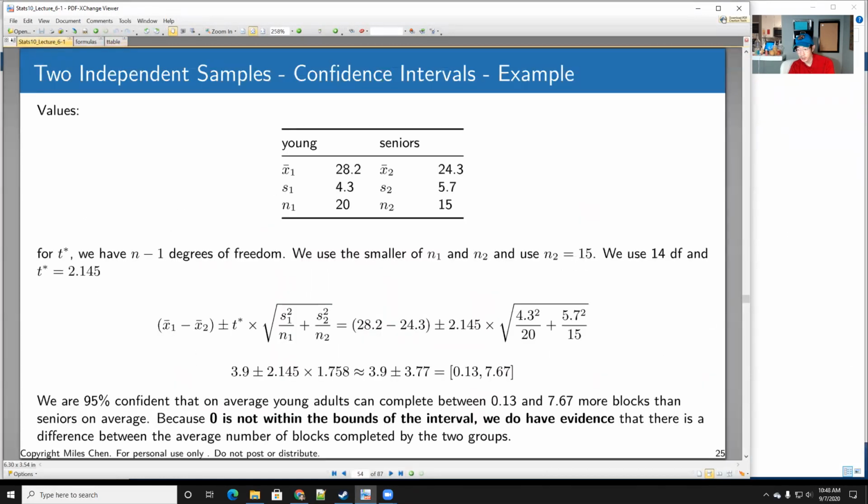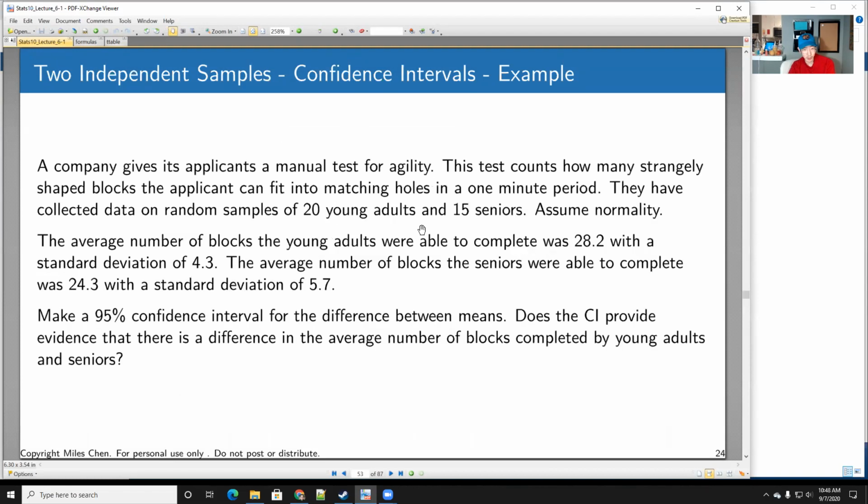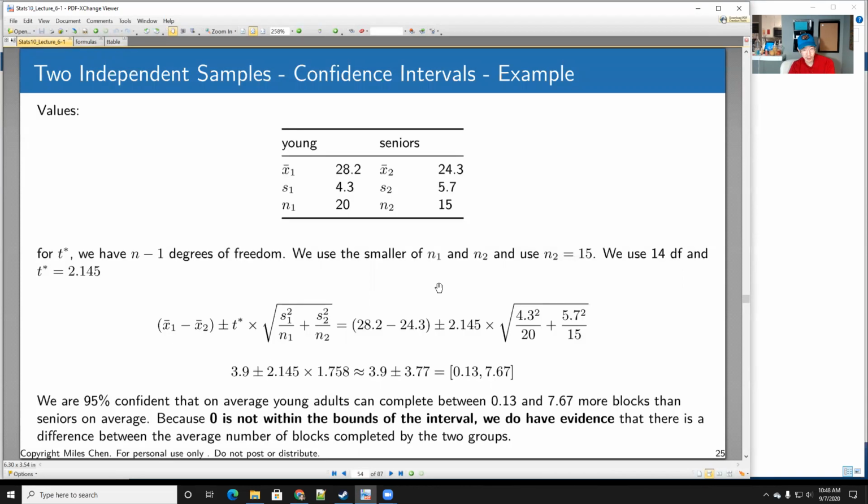So at 2.145, I'm going to plug that in to T star. And then here, once I've listed off all the values from the problem, it's just a matter of matching them up and plugging them in. So I get 28.2 minus 24.3 plus or minus 2.145, plug in the numbers for the standard error, okay? And so this you have to compute out.